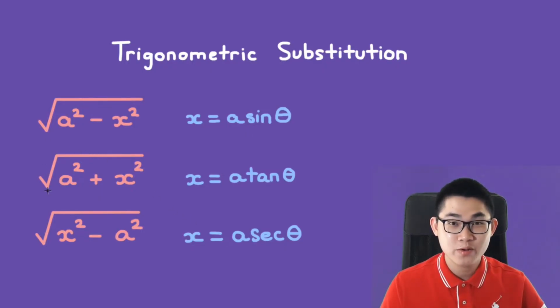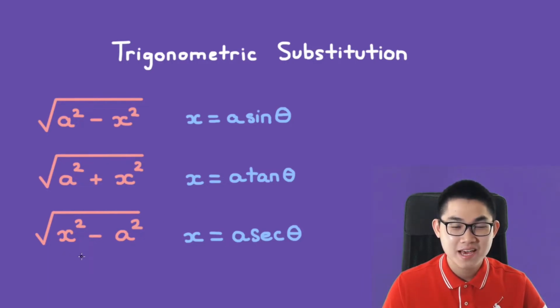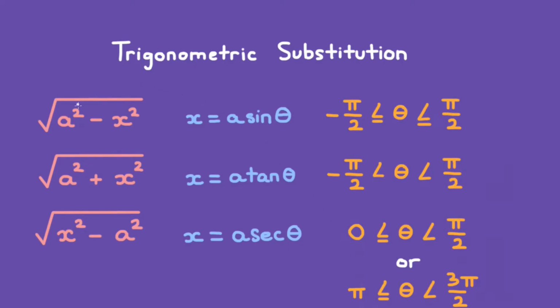If you see the square root of a squared plus x squared, then use x equals a times tangent of theta. And the last one is the square root of x squared minus a squared. In this case, you have to use x equals a times secant of theta. So let's say we're using the first form. Our assumption is that theta is between negative pi over 2 and positive pi over 2. But don't worry too much about this. These are the ones that you need to know.